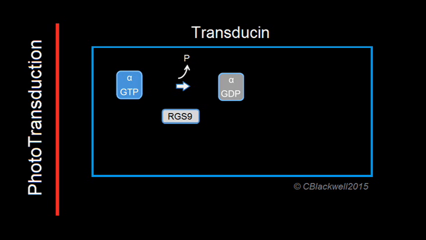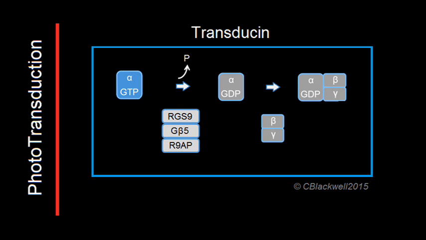There is an enzyme, regulator of G protein signaling, RGS for short, that assists the rapid hydrolysis of GTP back to GDP, thus inactivating the alpha subunit. The alpha subunit then rejoins the beta and gamma subunits, again forming the inactive transducin complex.